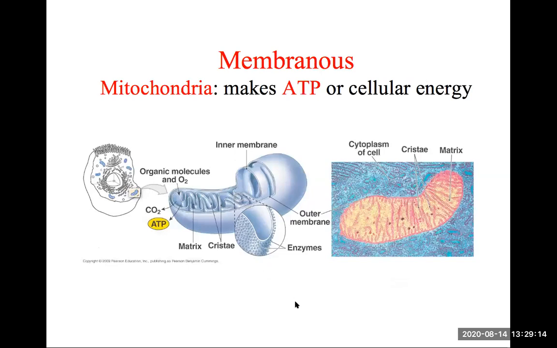All right, now we're going to go on to the organelles that are membranous. That means that the organelle is surrounded by a phospholipid bilayer, which keeps this organelle separate from the cytosol. So it means that different functions can be carried out in these organelles without involving the rest of the cell.